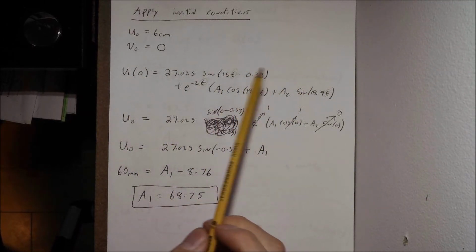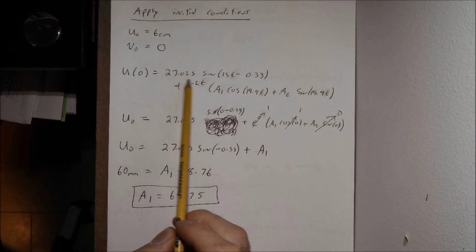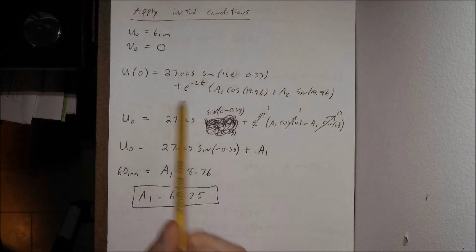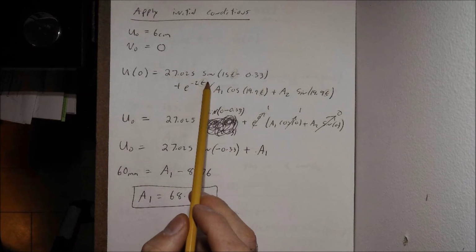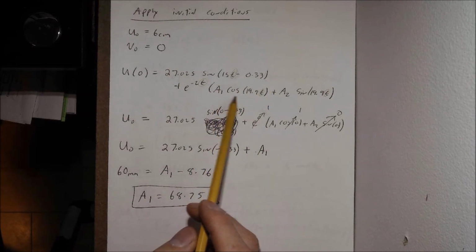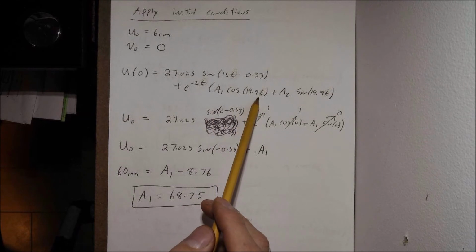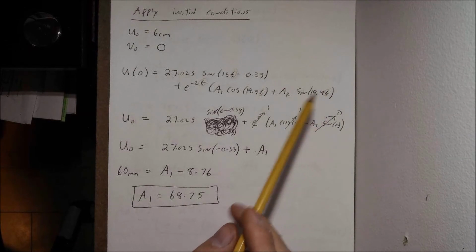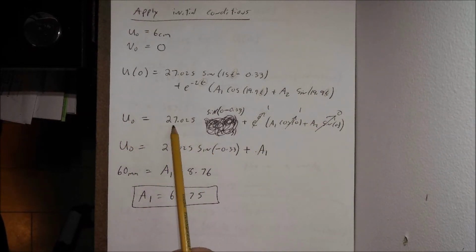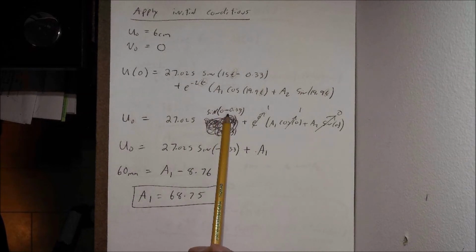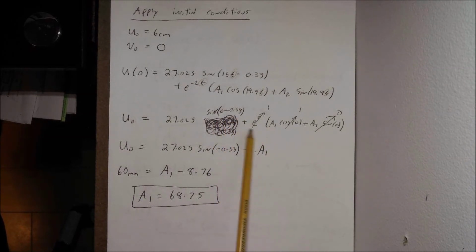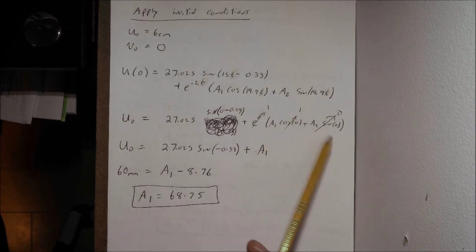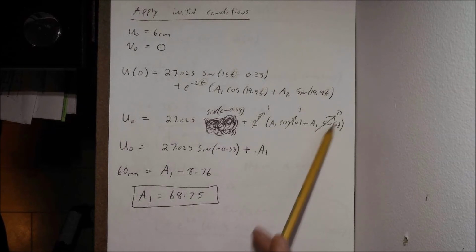And we can see here, this is equal to 27.025 times the sine of 15, plug in our 0 for t there, minus 0.33, plus e to the negative 2, plug in a 0 there, and then we have a1 times the cosine of 19.9t, plug in a 0 there, plus a2 times the sine of 19.9t, plug in a 0 there. When we do that, this reduces down. We have u naught is equal to 27.025 times the sine of 0 minus 0.33, plus e to the 0, which becomes a 1, times a1 times the cosine of 0, which becomes a 1, plus a2 times the sine of 0, which becomes 0 there.